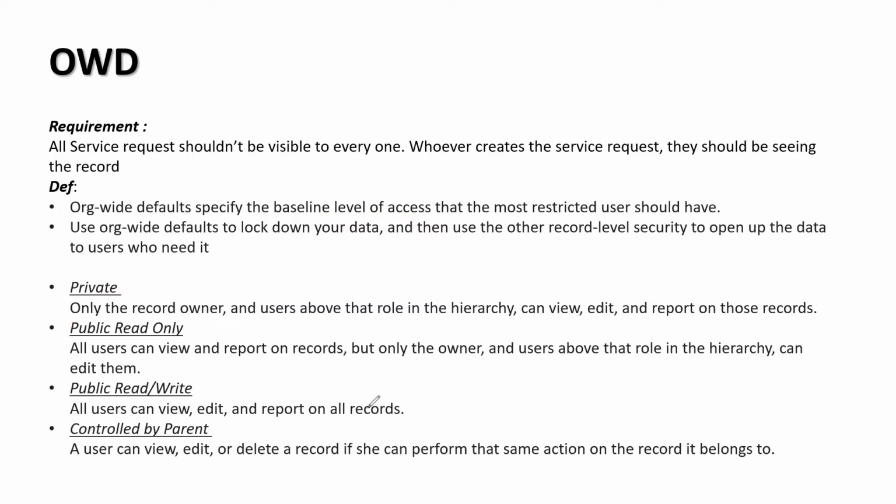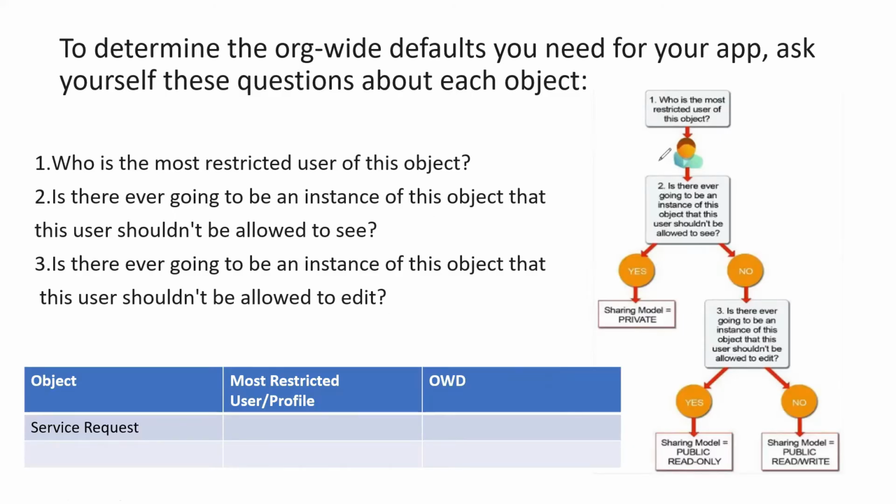So control by parent basically comes into picture when the objects are connected by a master detail relationship. If you have a parent and child relationship, the child would have this OWD setting as control by parent. So whatever is there on the parent, the same thing applies for the child as well. Now we have an understanding of what exactly the OWD is.